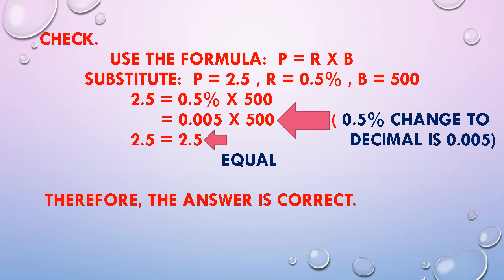So 2 and 5/10 is equal to 0.5% or 5/10% times 500. We are going to change percent to decimal. So 5/10%, the decimal is 5 thousandths. So 5 thousandths times 500, the answer is 2 and 5/10. So 2 and 5/10 is equal to 2 and 5/10. So the equation is equal. Therefore, the answer is correct.